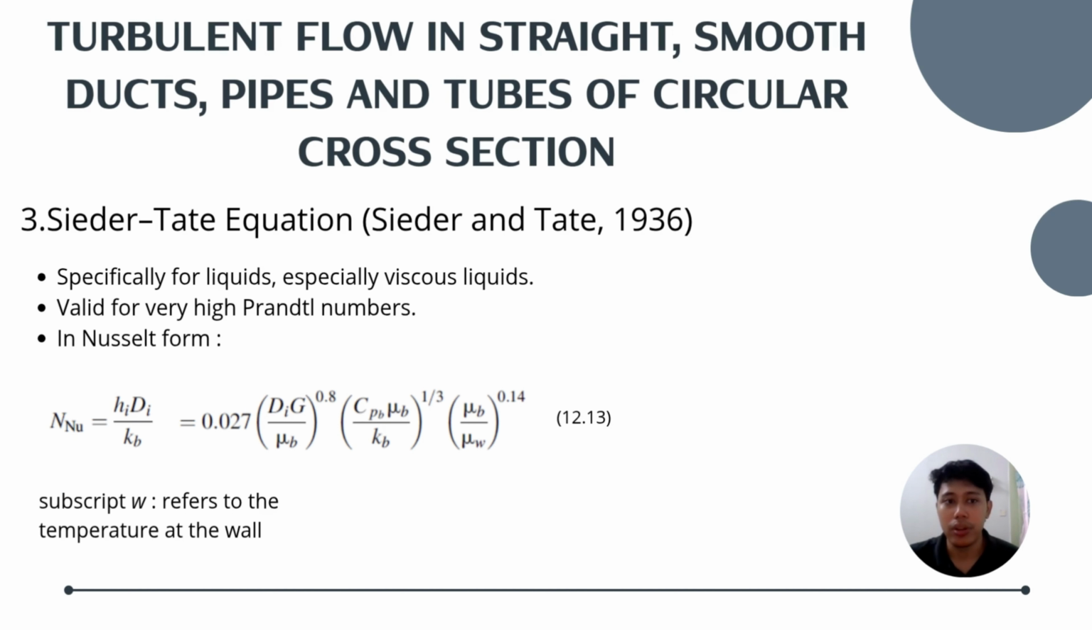Shown in equation 12.13, this equation is specifically developed for liquids, especially viscous liquids, where the viscosity at the wall and in the bulk can differ significantly. It is valid for very high Prandtl numbers and includes a correction factor involving the viscosity ratio. Here, the subscript w refers to the temperature at the wall.